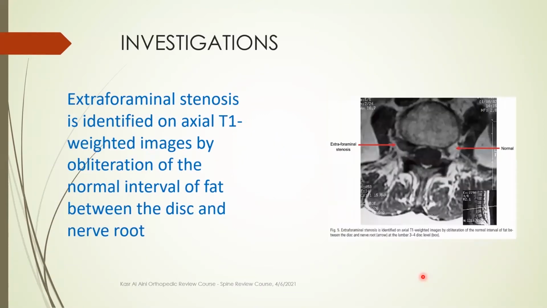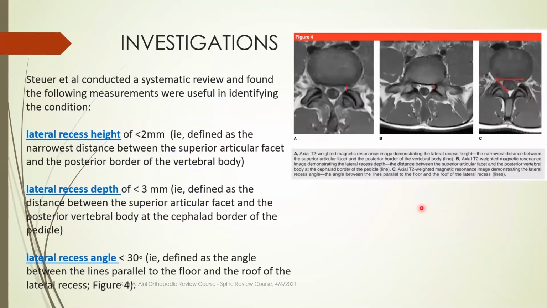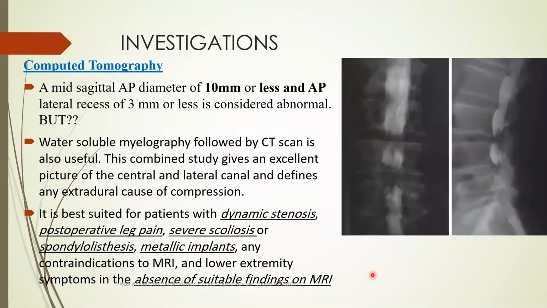Extraforaminal stenosis is best visualized on the axial T1 images by obliteration of the normal interval of fat between the disc and the nerve root. So this is the normal side. Here the fat is obliterated by an extraforaminal disc. Some studies were performed to diagnose lateral recess stenosis by measuring lateral recess height, lateral recess depth, and lateral recess angle, which is more or less of an academic interest.